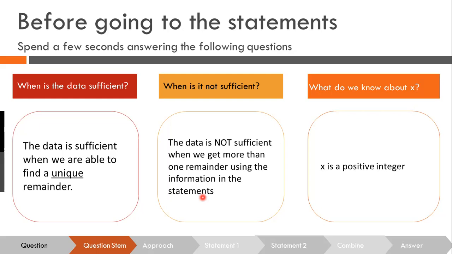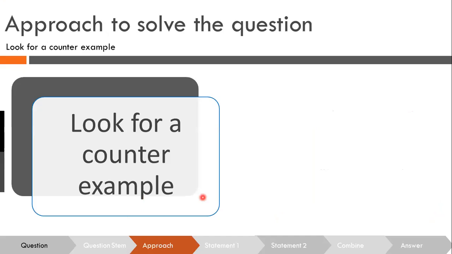Anyhow, what do you know about X? We should just focus on the positive integer, so forget about the negative ones. So these are the three questions. Now the next is approach. Look for a counter example.